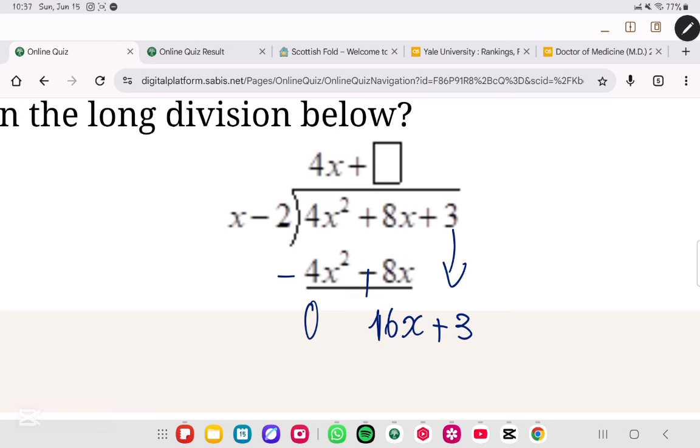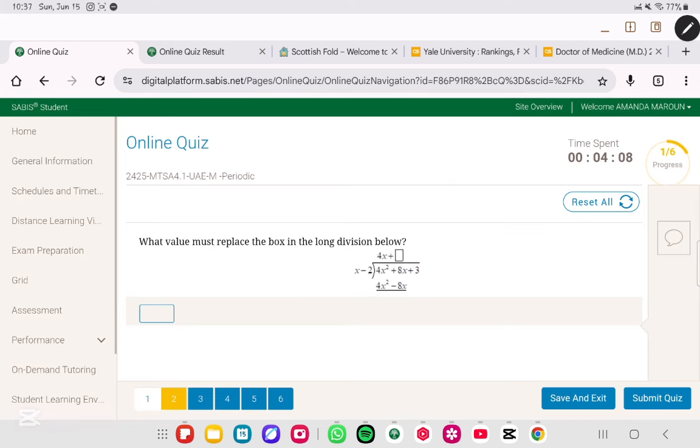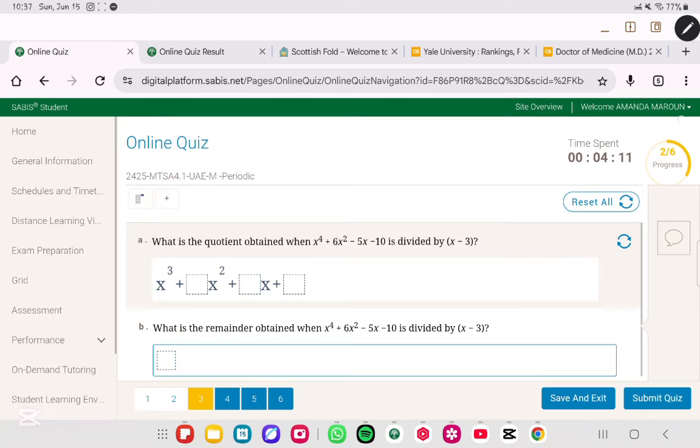Next thing we're going to do, 16x, you will take only the first part. So in this case, it's x and 16x. So what's 16x divided by x? Very simply, it is 16. And just like that, we filled the box. It is 16. We'll move on to question number 3.